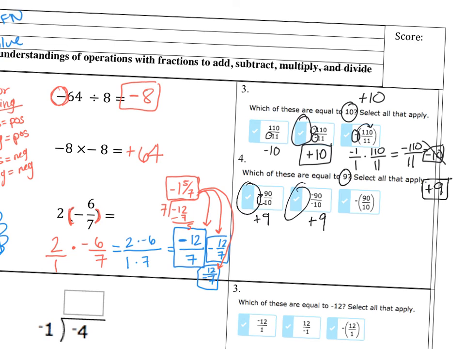This one right here is like having -1 outside. Remember, -1 over 1 times 90 over 10. That's going to be -90 over 10. 10 goes into -90 -9 times. And that is not what we want. So the only correct equivalent expressions are the first one and the second one.